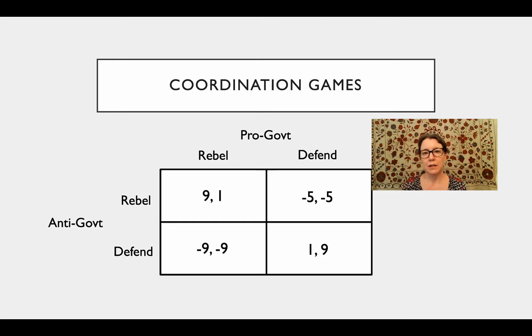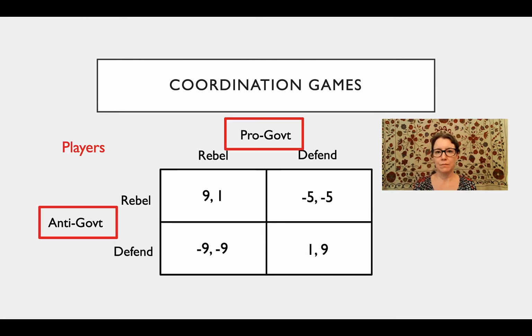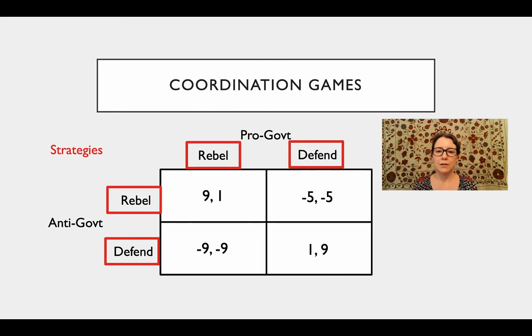The purpose of this video is to explain to you how to read a table like this, as was available in our Sing reading. The first thing that you need to understand is that the rows and columns combined indicate the players. In this case, the rows represent anti-government actors, and the columns represent pro-government actors. Each individual row or column represents a strategy that those actors can take.